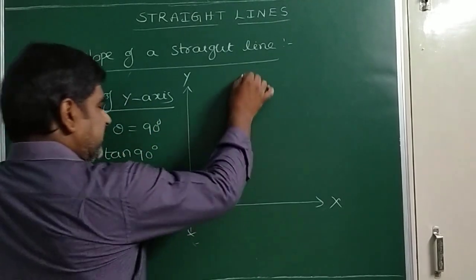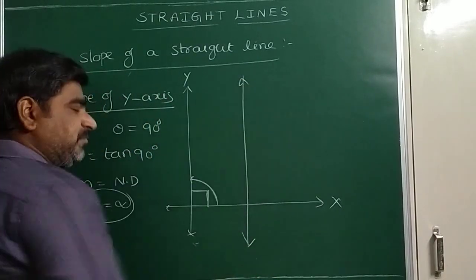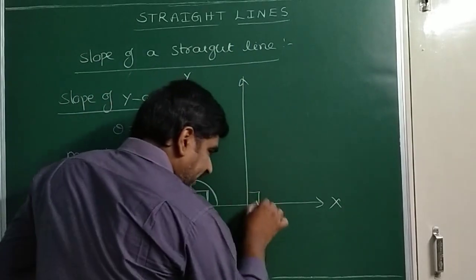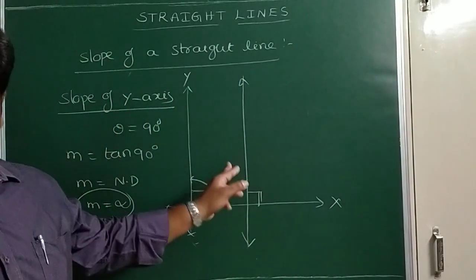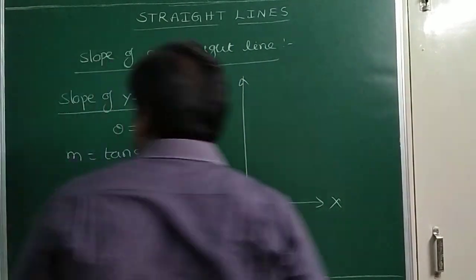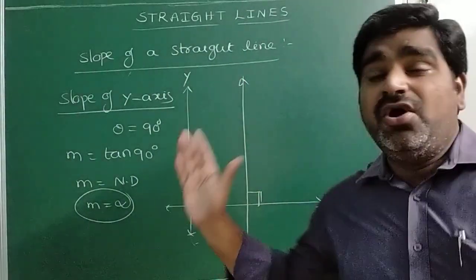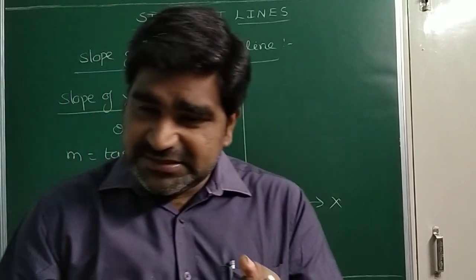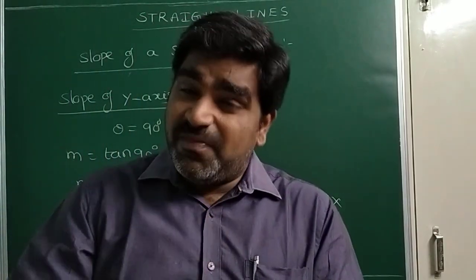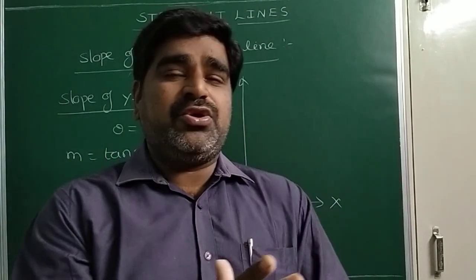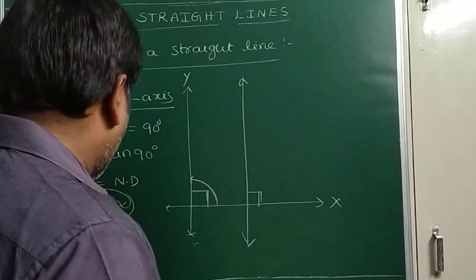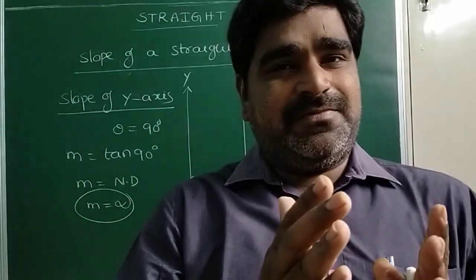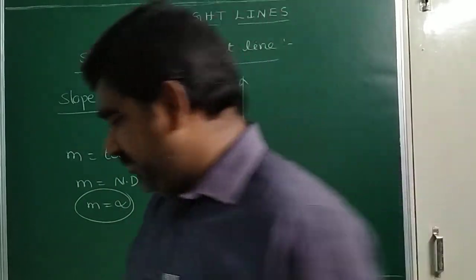Suppose a straight line is like this, which is parallel to y-axis. This line also makes an angle 90 degrees with the positive direction of x-axis. So therefore, the slope of a line parallel to y-axis is also not defined. See, what is the slope of x-axis? 0. What is the slope of a line parallel to x-axis? 0. What is the slope of y-axis? Not defined. What is the slope of a line parallel to y-axis? Not defined. These four things are very, very important.